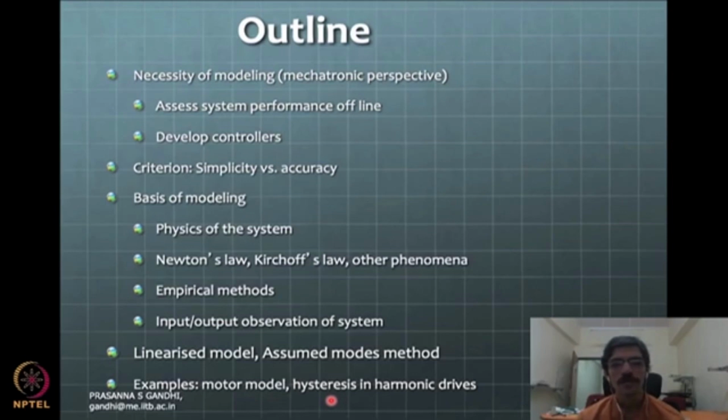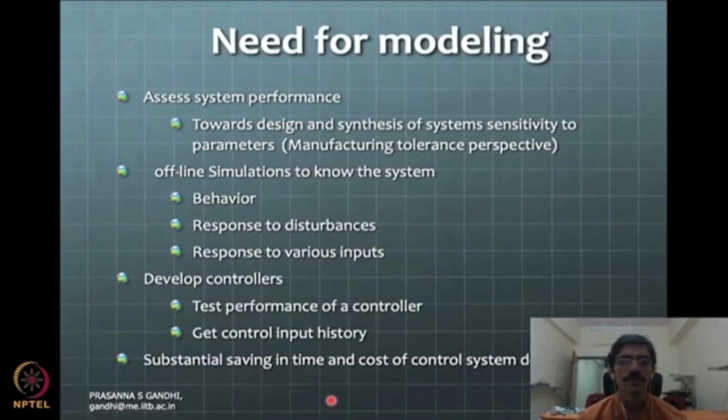So this is typically the outline of the thing. Now let's talk a little bit more about the details of these points. When we start with the need for modeling, you'll have first an assessment of the performance. What can the assessment be for?